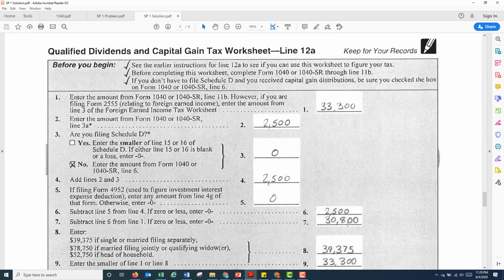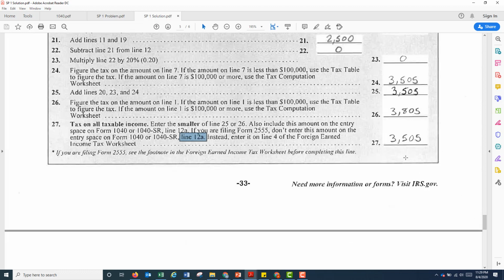30,800 is what we looked up on the tax table, and 3,505 is our tax. What about the 2,500 of qualified dividends? That is subject to the capital gains rate tax, and we determine it to be 0. Look on the worksheet line 14, 20, and 23. Therefore, our only tax is on the ordinary income of 30,800, and it comes out to 3,505 as reported on line 12A.